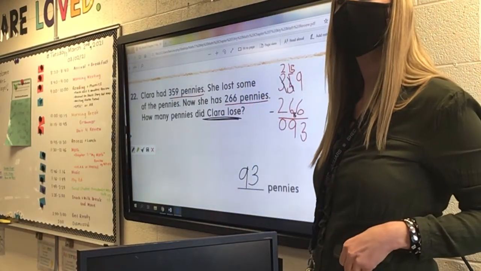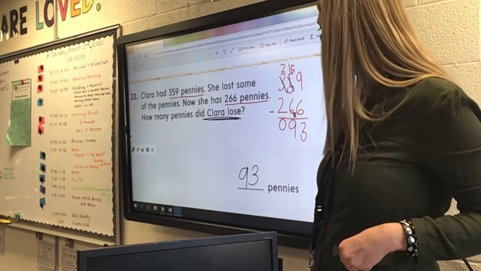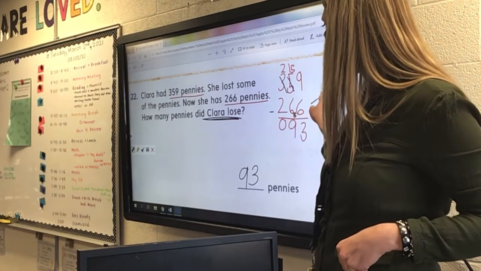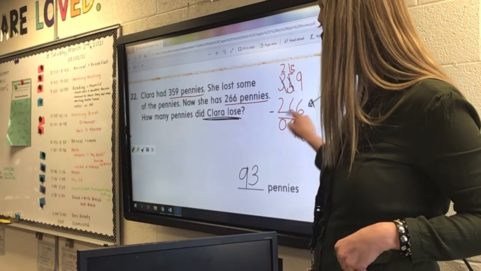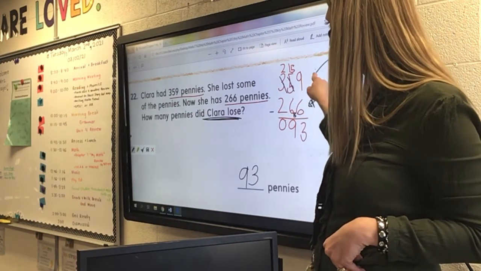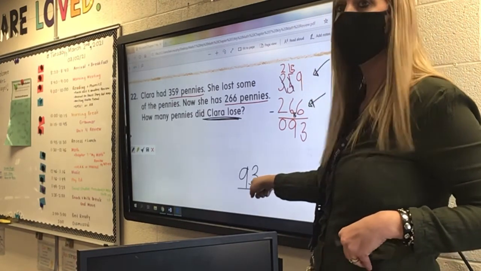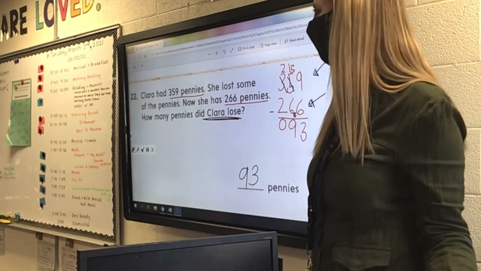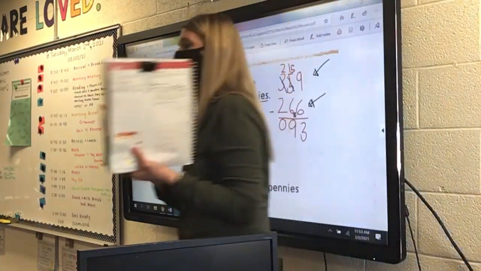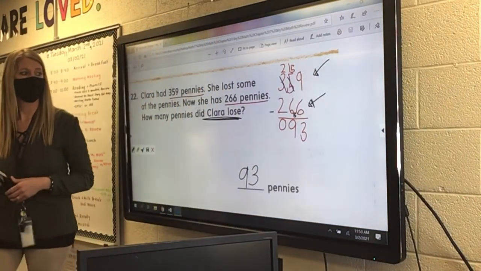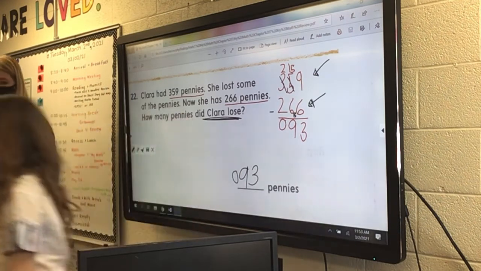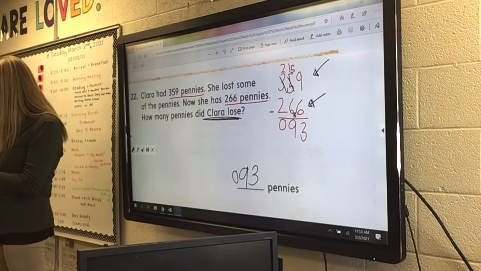93 pennies. Then that means she had probably like 30 pennies or 3 pennies. No, this is how many she has now. This is how many she started with. But this is how many she lost. Mrs. Murphy, you messed up on one part. Remember, you always have to do that. You don't have to, but you can always do it.